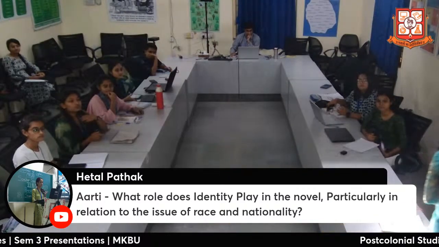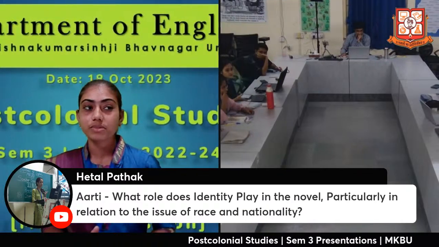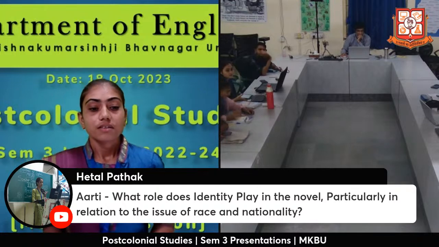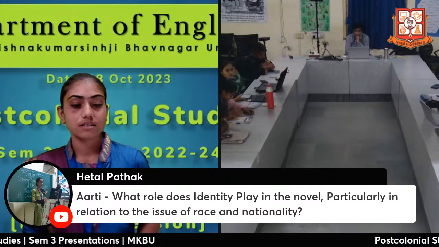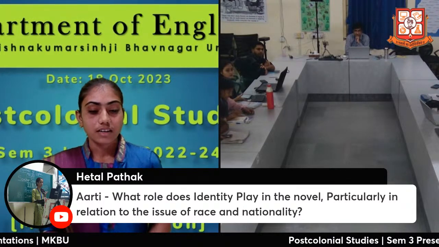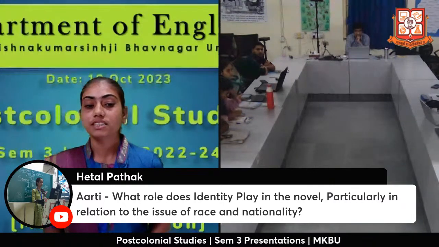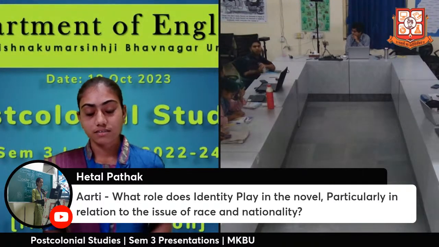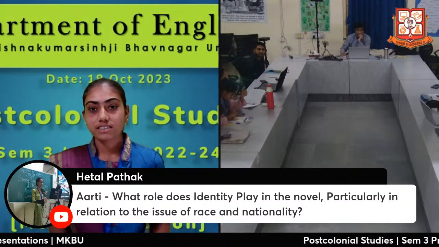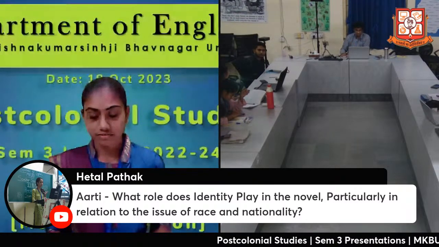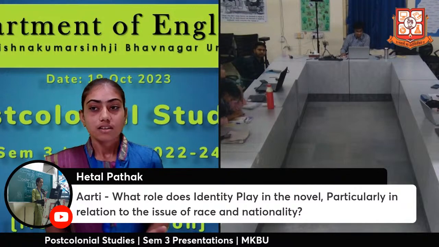In the issue of race and nationality, identity plays a vital role because we can find the theme of race between the characters of Rochester and Eternity. As I mentioned, Rochester represents the white people and Eternity represents the black people.